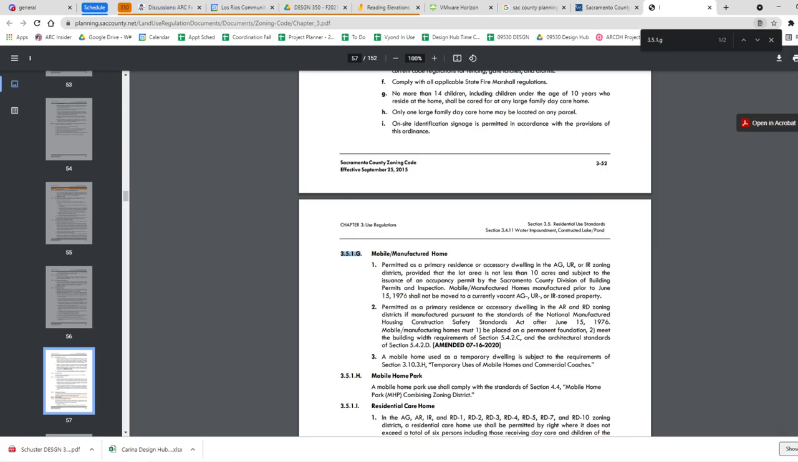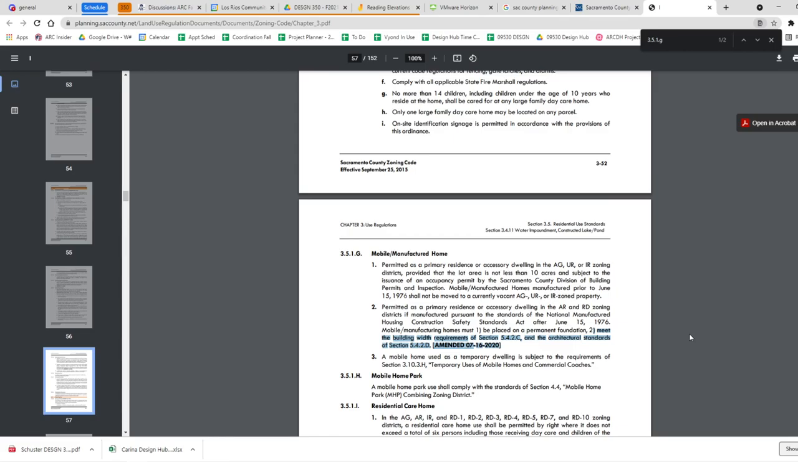So this is one of those things where in that course, it's going to start on that reading course. This is one of the things that will happen. Like, okay, find out about mobile manufactured homes. It's permitted as a primary residence or accessory. Not less than 10 acres at the time. RD. Must be placed on a permanent foundation that can be post and pier, meet the building width requirements and architectural standards. So that is really cool.